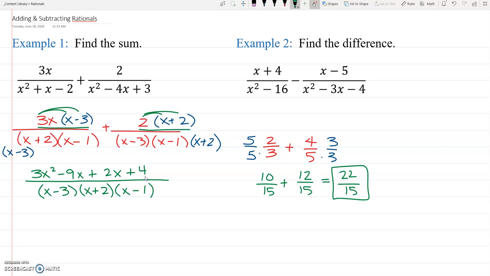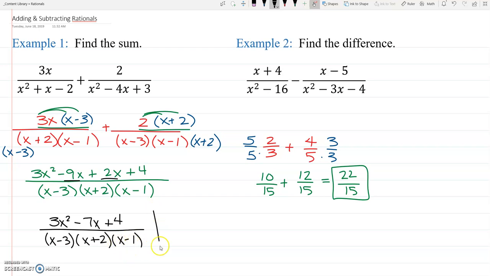Now I'm going to combine my two like terms in the middle. 3x squared did not have a like term, but these middle two become negative 7x, and then I've got plus 4. On the bottom I still have this whole x minus 3, x plus 2, x minus 1, and I'm done. That's it. Questions? Okay, give people a second to copy that down.